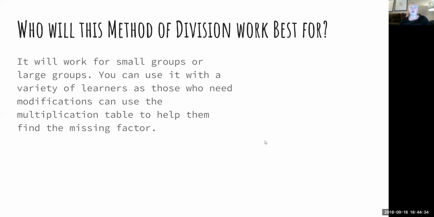And who will this method of division work best for? It will work for small groups or large groups, either one. You can use it with a variety of learners, as those who need modifications can use the multiplication table to help them find the missing factor, as well as those who already know their multiplication tables. It should be fairly quick.